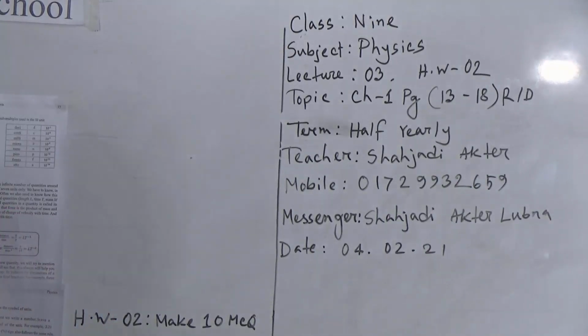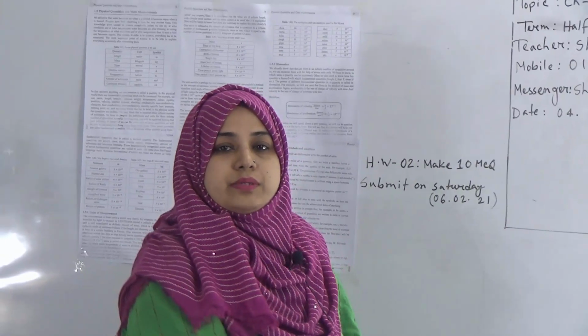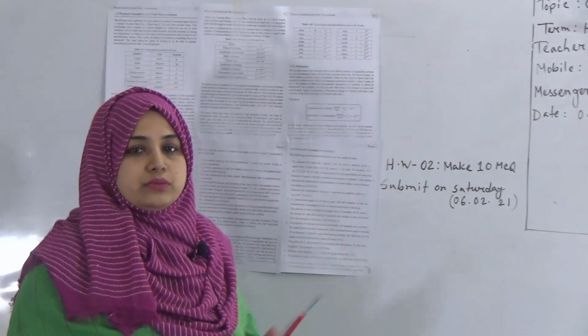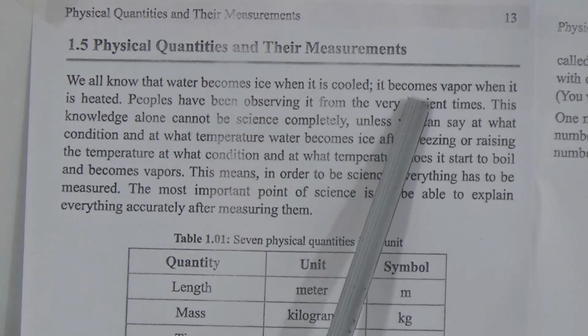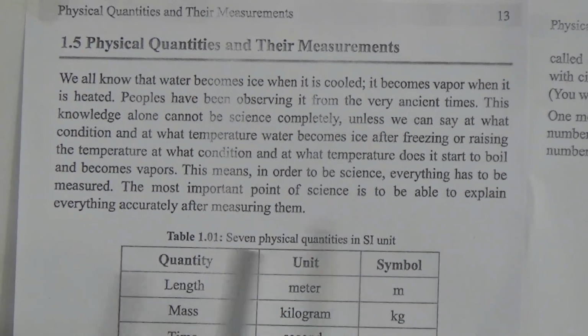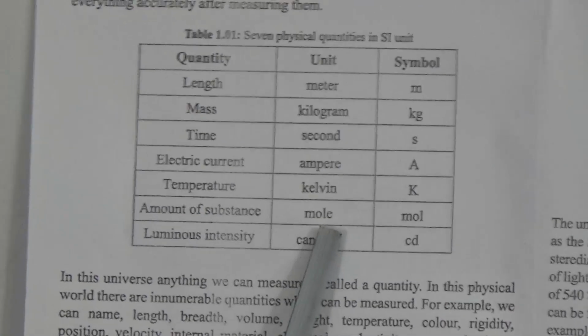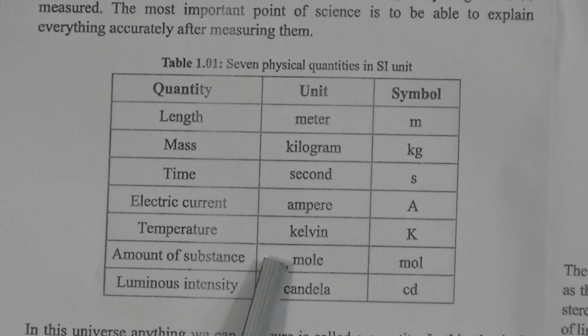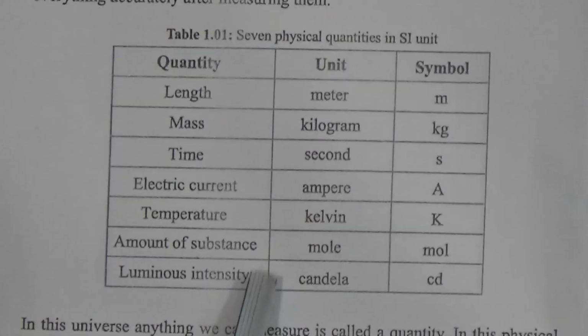My dear students, let's start our class. We will discuss chapter 1. Today we will discuss chapter 1 from page number 13 to 18. Physical quantities and their measurement. My dear students, at first look at this table. You have to memorize this table properly. This is very important for your MCQ and question answer also, for knowledge based question answer.